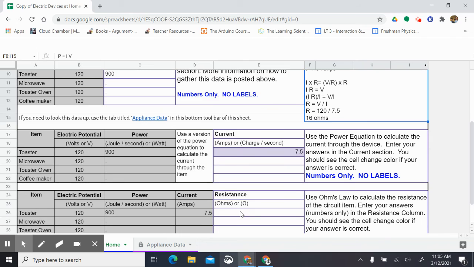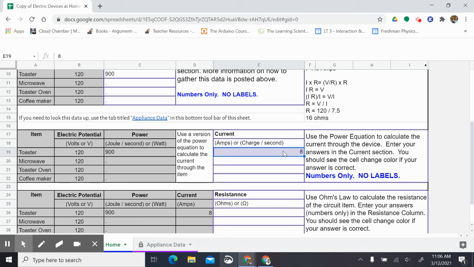So if I go down here and I type in 16, the cell turns purple. And I have this set up so that here, if the answer is 7.5, I have it set up to accept a little bit of rounding. So if I round it off and made this 8, it should still work. But then down here I need to use 8 for my current, and then 120 divided by 8 is 15. So then that should work as well.